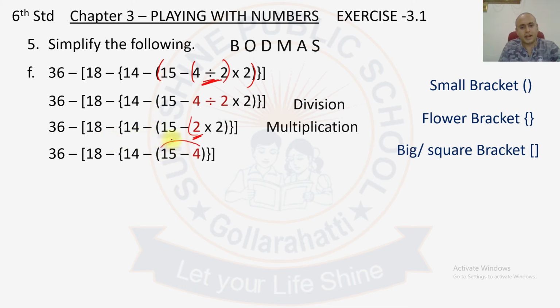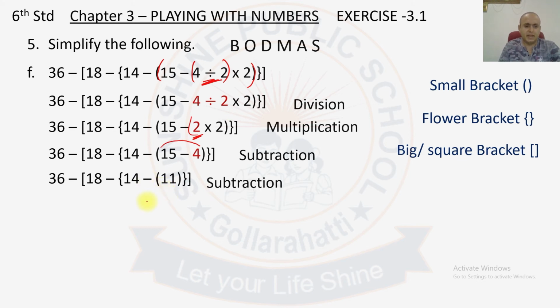Next step, let's solve this small bracket. That is 15 minus 4. When you subtract 15 minus 4, the answer is 11. Now you can remove the bracket. If you remove the bracket, there is a minus sign before it, so it becomes minus 11. That means 14 minus 11.